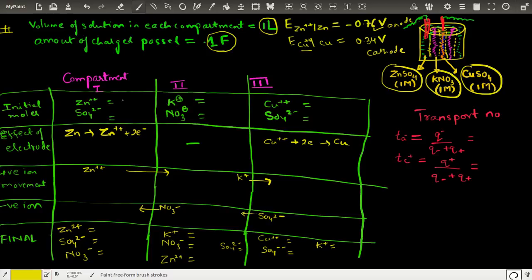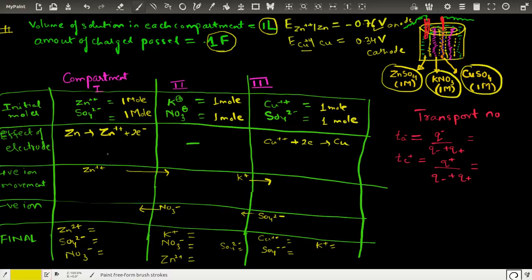So initial concentration in compartment 1, the zinc would be 1 molar, sulfate ion would be 1, right? It will be effectively 1 mole because the concentration is 1 molar and the quantity of solution is 1 liter. Potassium K plus is also 1 mole, and NO3 minus would also be 1 mole. I'm talking in terms of moles now. Copper would again be 1 mole, and sulfate would also be similarly 1 mole. So these are the initial conditions.